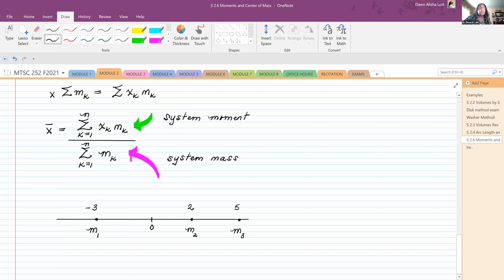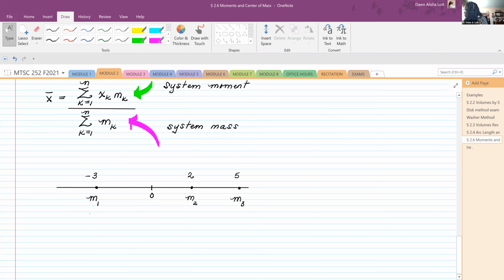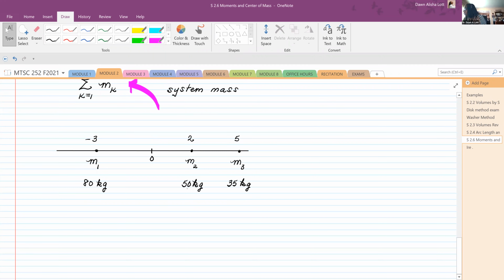Okay, and I tell you M1 is 80 kilograms. M2, let's make this kid 50 kilograms, and we'll make this kid 35 kilograms. So now I have a really big adult, actually, that's an adult, 80 kilograms, 50 kilograms and 35 kilograms. The question is, where's the center of mass? What is the center of mass?